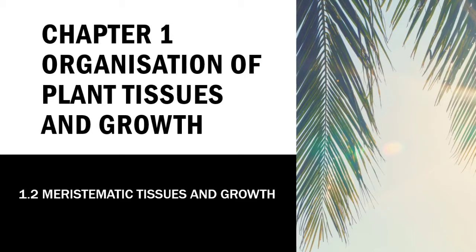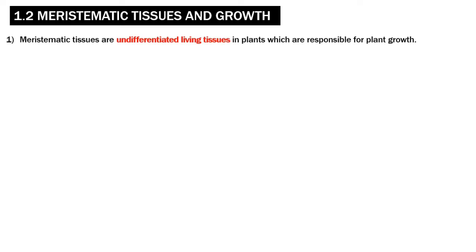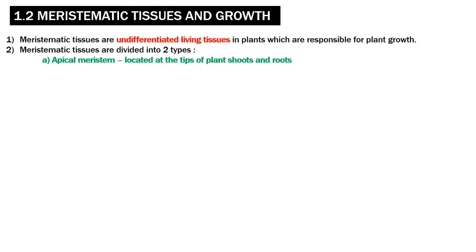In this video, we will learn Subtopic 1.2 Meristematic Tissue and Growth from Chapter 1 Form 5. What is meristematic tissue? Meristematic tissue are undifferentiated living tissue in plant which are responsible for plant growth. Meristematic tissues are divided into two types, which are apical meristem located at the tips of plant shoot and root, and the second one is lateral meristem, consists of vascular cambium and cork cambium.